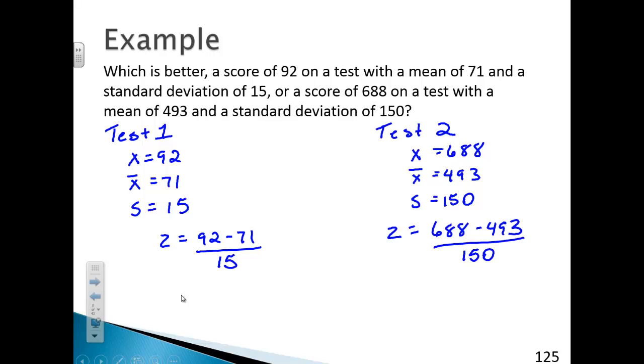And I keep saying that instead of the values because I'm hoping me saying that over and over will help you memorize this formula, because you do need to know this formula for exams. So the z-score for the first test is 1.4. The z-score for the second test is 1.3. So when asked which one is better, the first test with the score of 92 is actually the better test score in this case. So we'll write which one is better? Test 1 is better.